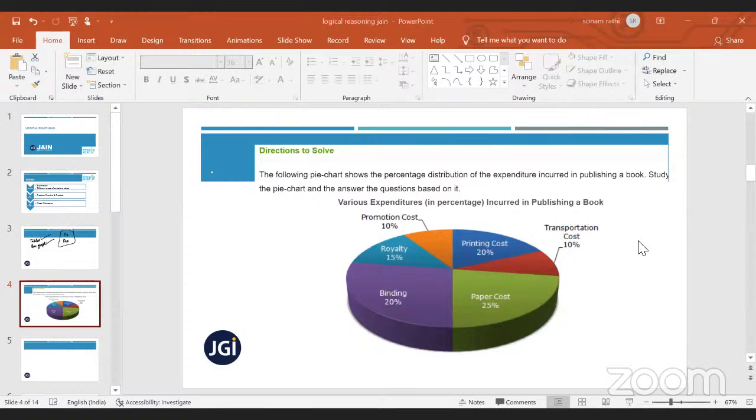Okay, let's read the question. The following pie chart shows the percentage distribution of expenditure incurred in publishing a book. When you publish a book, you have various kinds of expenditures. So this is given to you: binding cost is 20%, paper cost is 25%, transportation cost of book is 10%, printing cost is 20%, royalties 15%, and promotion cost is 10%. These are the various expenses when you publish a book. Now on the basis of this data we will solve questions.